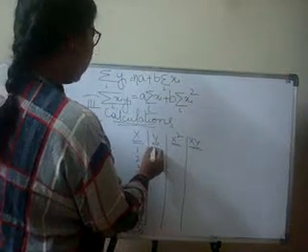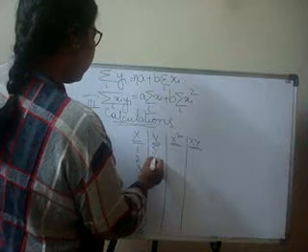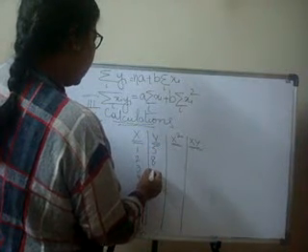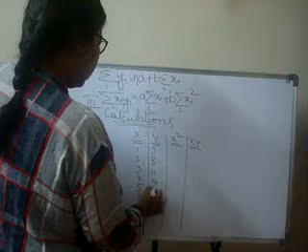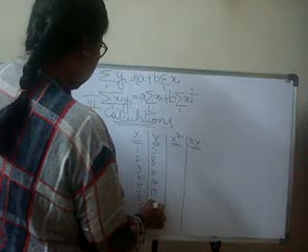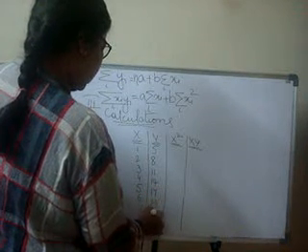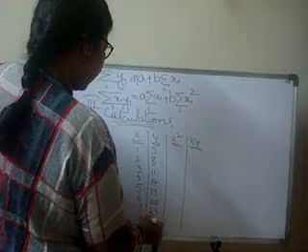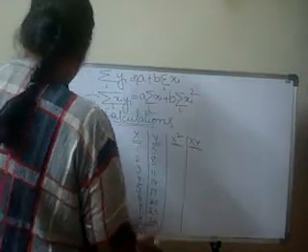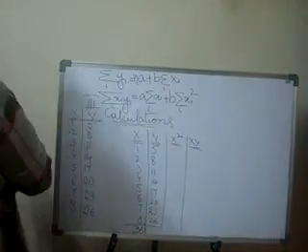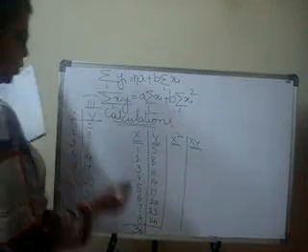Here y is 5, 8, 11, 14, 17, 20, 23, 26. By adding, what do we get? 124.